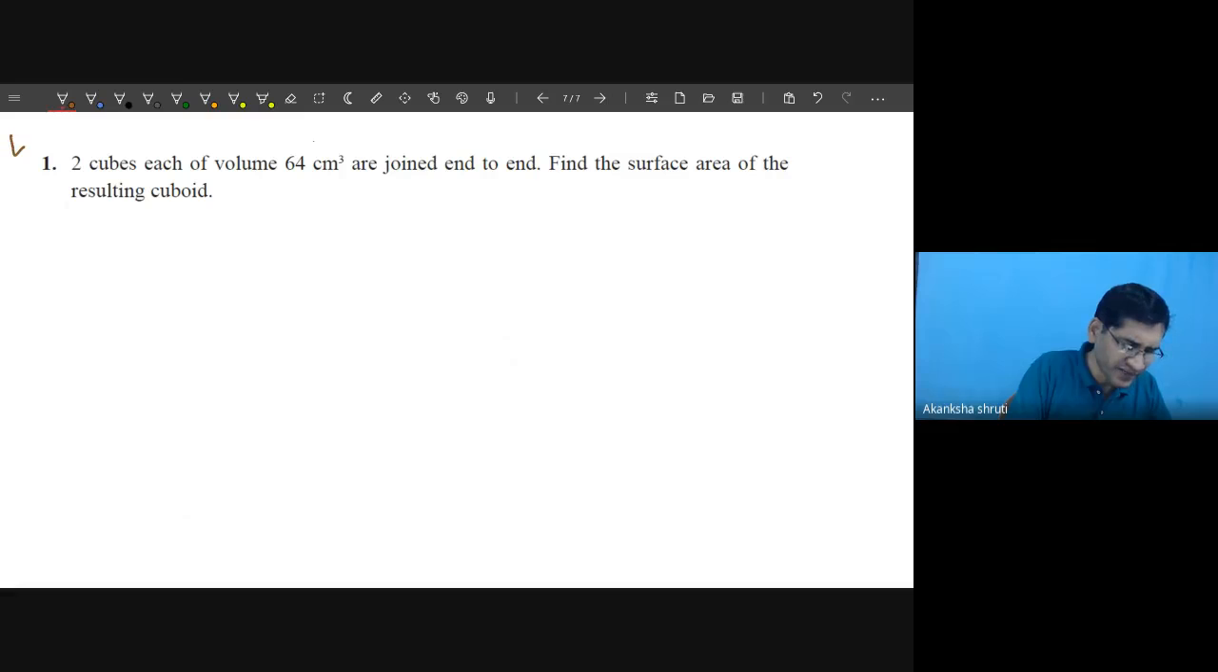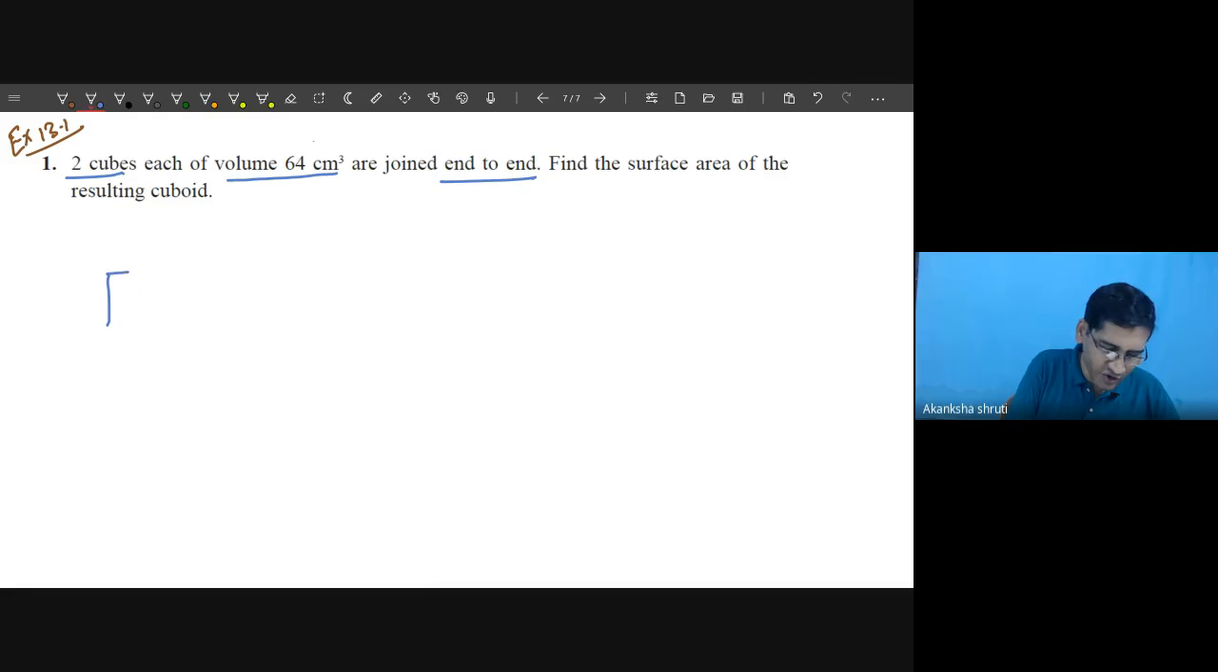This is the question from exercise 13.1. In such a question, you try to draw the figure first, recall the formula, connect it, and you will get it. Two cubes, each of volume 64 centimeter cube, are joined end to end. So you have to take the two cubes. Initially, you may take these two cubes separately.